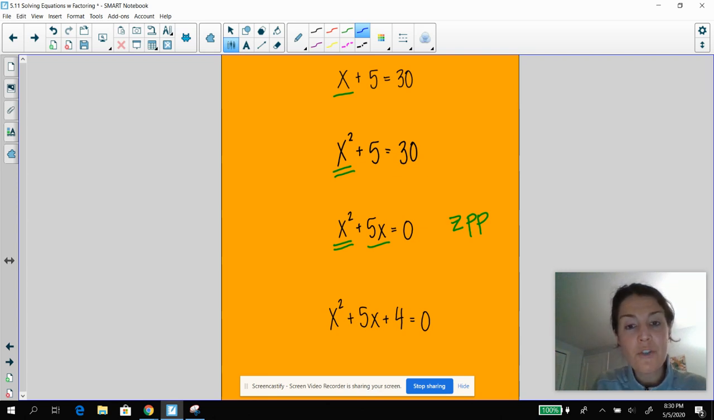And the same thing is true here. I've got an x squared term, an x term, and then this something else. I need to factor this and then get it to look like the zero product property: two things being multiplied together, those little binomials that we've been working on for the last 5 days. Then we can solve for x.